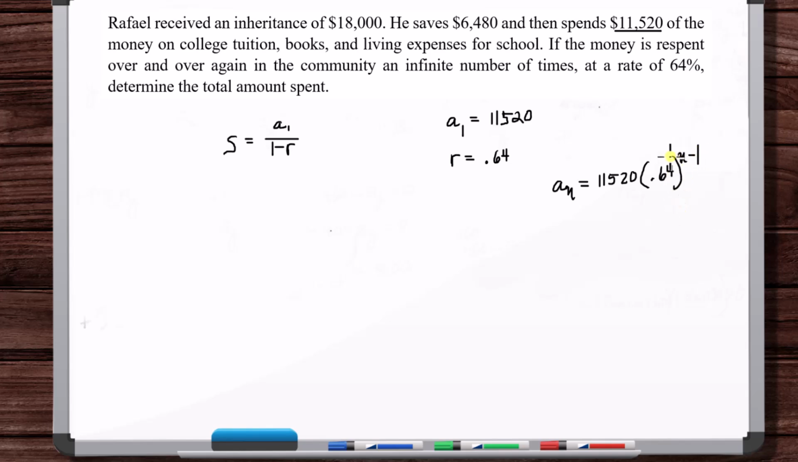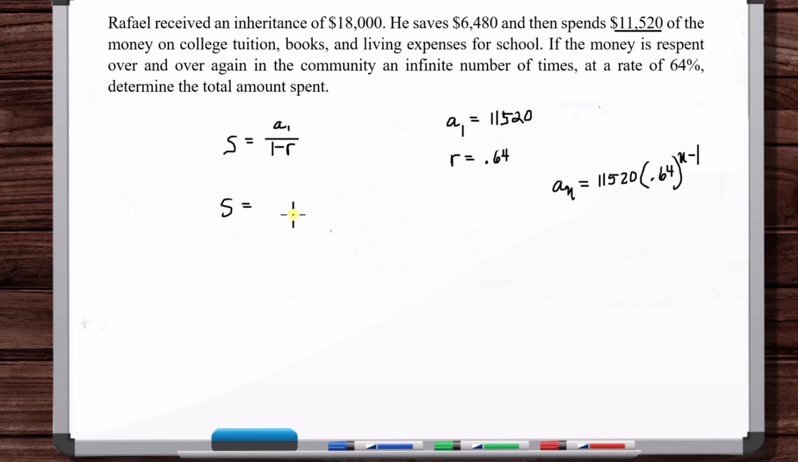Like, so he spends it. That's n is equal to 1. How much is spent? 11,520. Then the community spends 64% of that. So how much is spent the second time? 0.64 to the 1 power times that. Then the community spends it again, spends what they spent the previous time again. So 0.64 squared times 11,520. So you're seeing how much is spent each time, and they say how much total is spent. So add all of it up, right? Each one of those terms, add it all up to see how much total is spent overall.